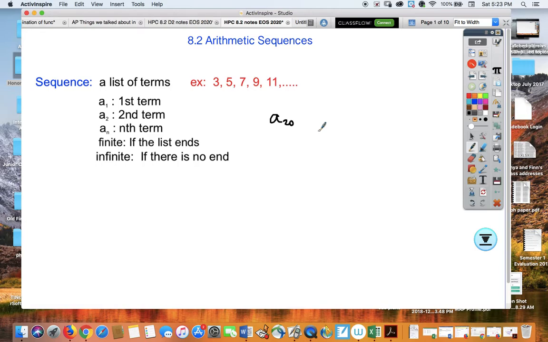If your list has an ending, like if there was not a dot dot dot at the end of here, if it just ended at 11, that would be a finite sequence. But since I have dot dot dots, that means it's an infinite sequence.